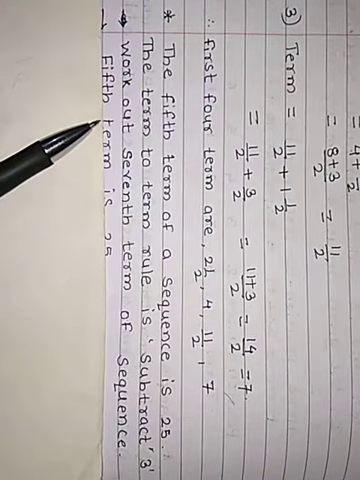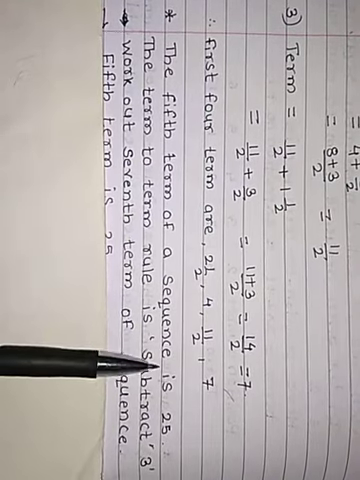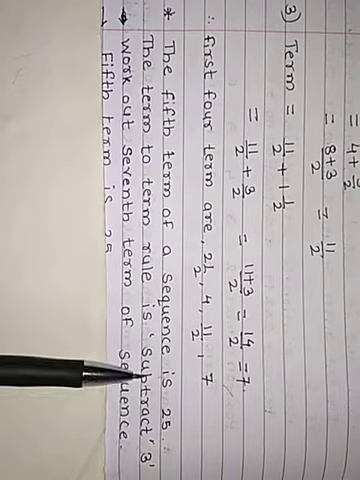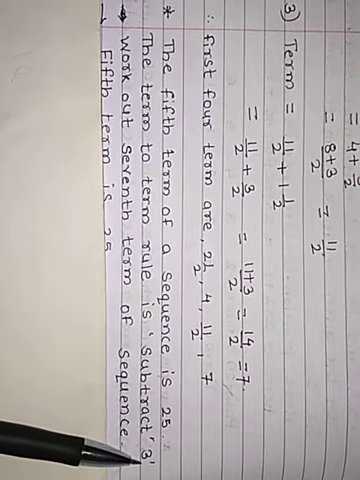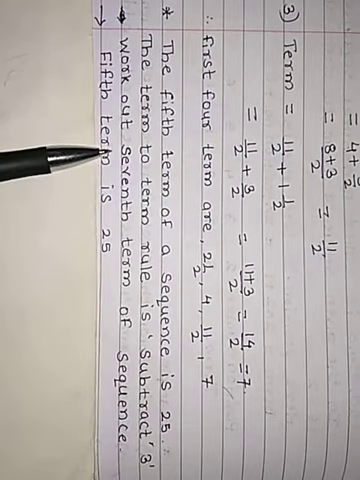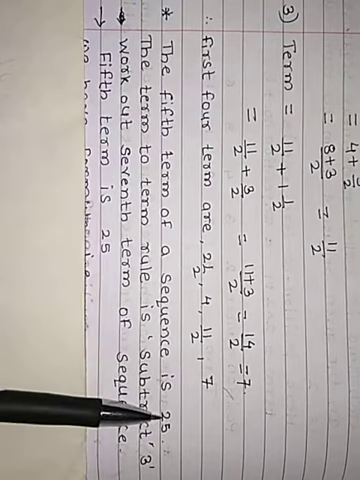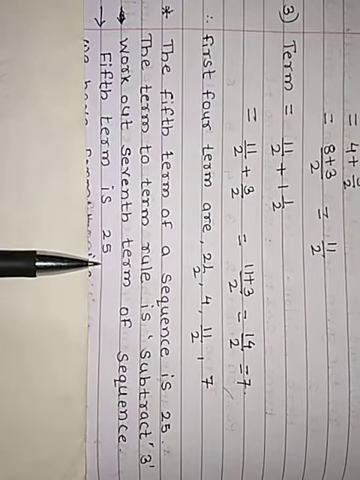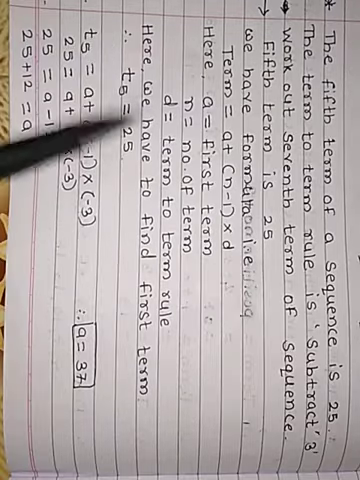See here, next example. The fifth term of a sequence is 25. The term to term rule is subtract 3. Work out the seventh term of the sequence. See here. First of all, we write the fifth term is how much? It is 25. Okay.